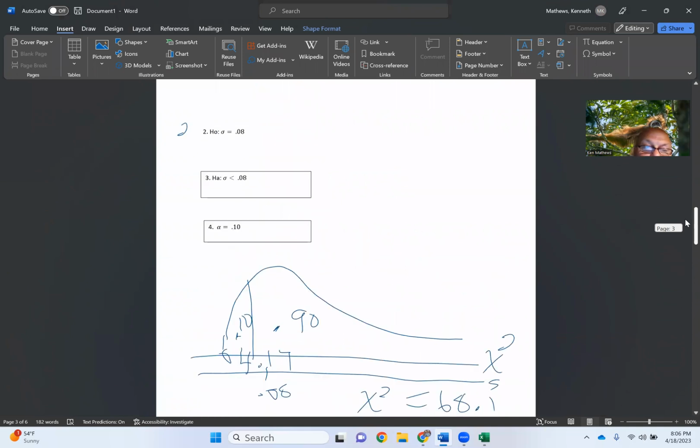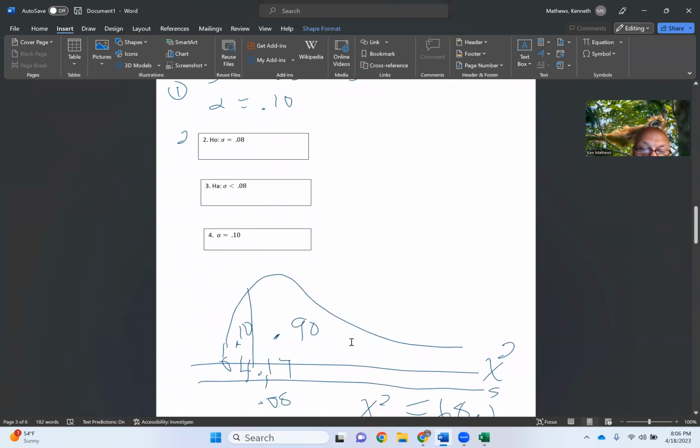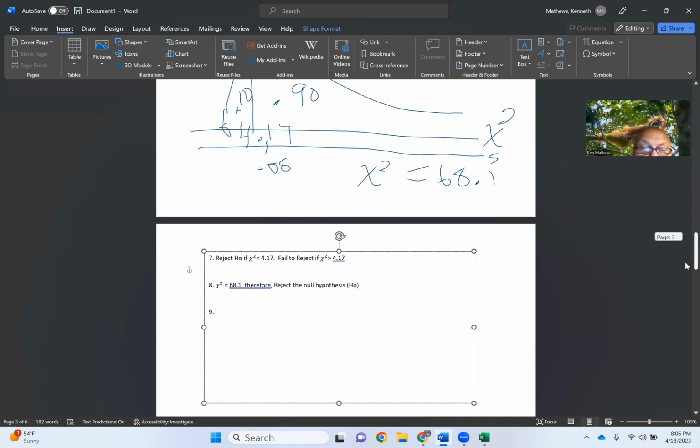Well, actually, I'm sorry. Let's go back here. It says we reject the null hypothesis if chi-squared is less than 4.18. Chi-squared is equal to 68.41, so we fail to reject.